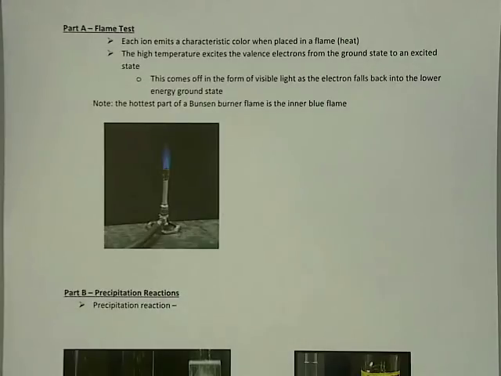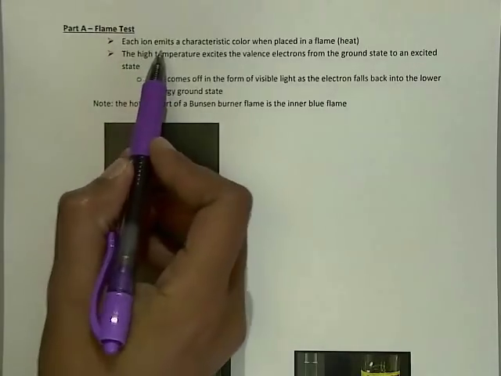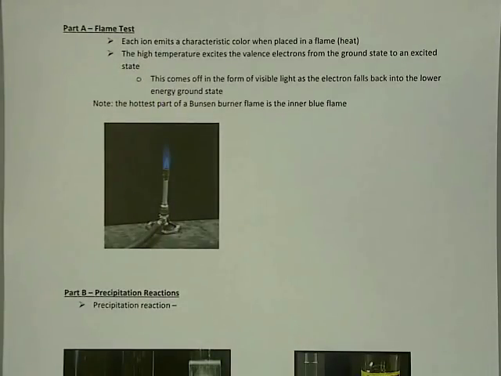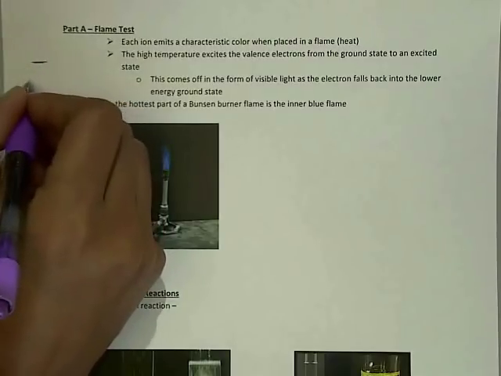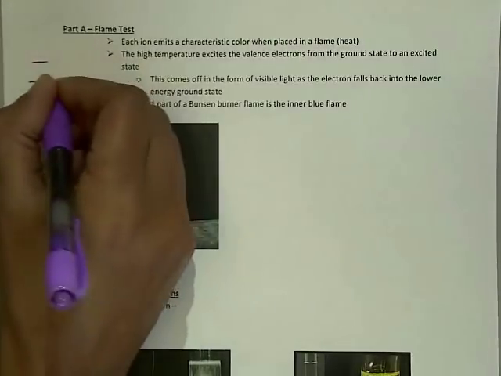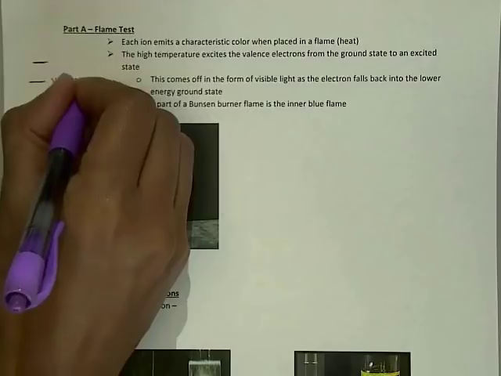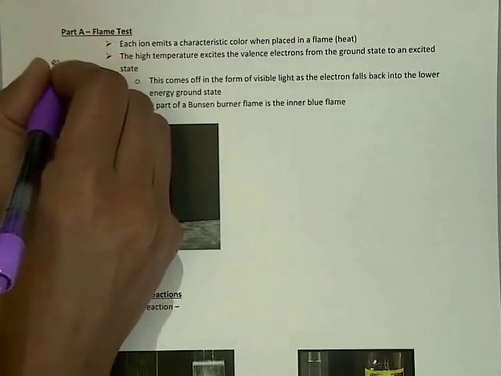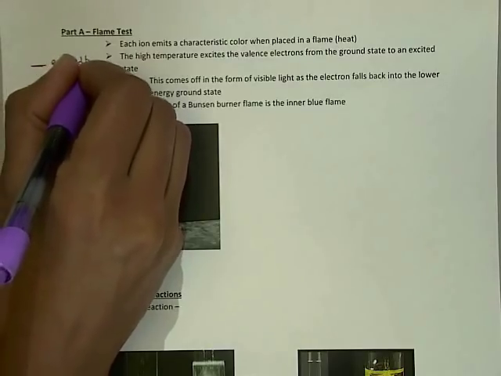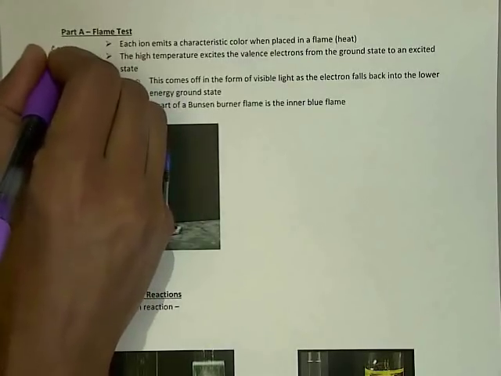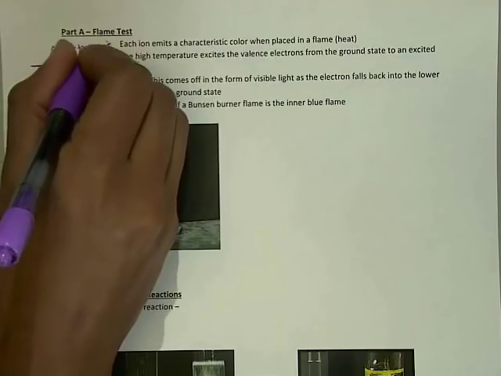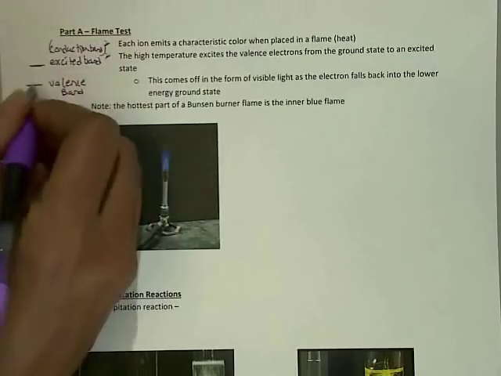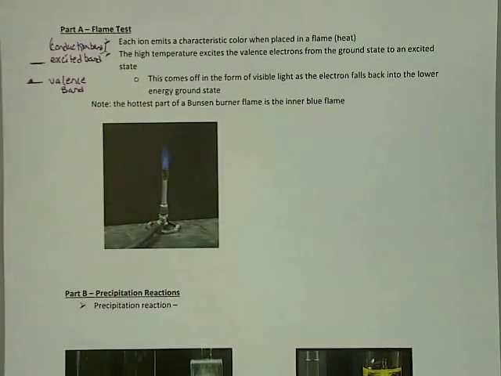So how does the flame test actually work? Each ion emits a characteristic color when placed in a flame, when placed in heat. What happens here is that each material is known to have two bands. One's known as a valence band, and the other, let's just call it an excited band for now. Really, the correct term is actually a conduction band. All of the electrons are always in the valence band.